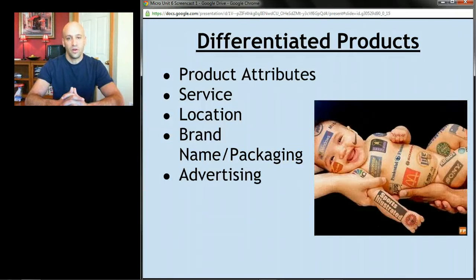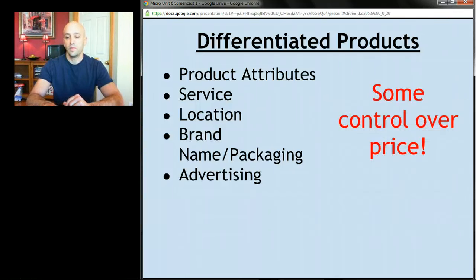Another way you can differentiate your product, and I talked a little bit about this, is just by advertising. You might have the same exact product, but if you advertise it in a different way or can convince consumers that it's somehow different just based on its advertising, you've essentially differentiated your product, even if your product isn't that different.